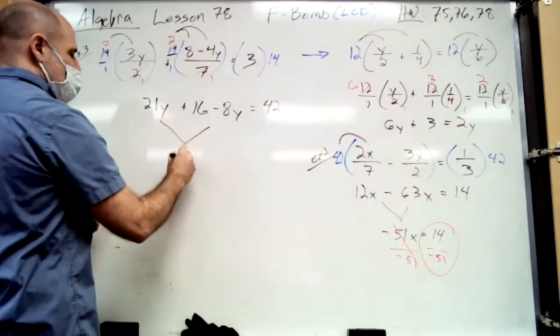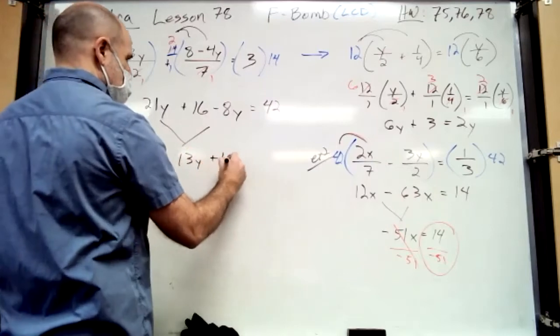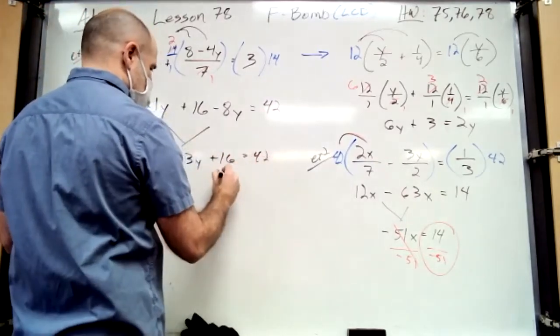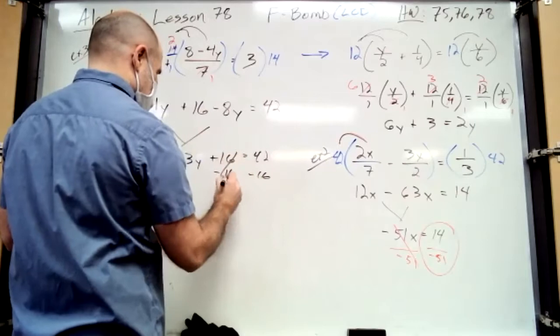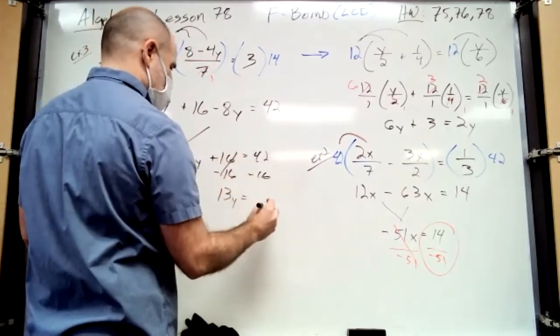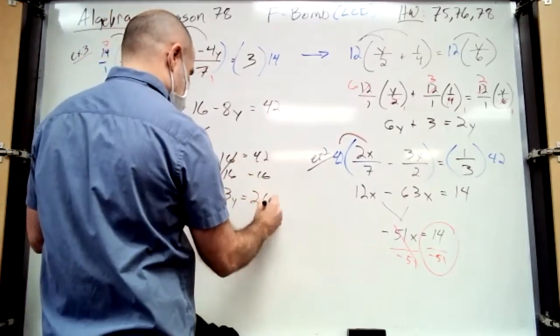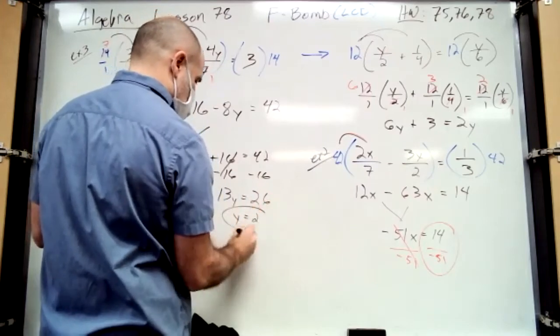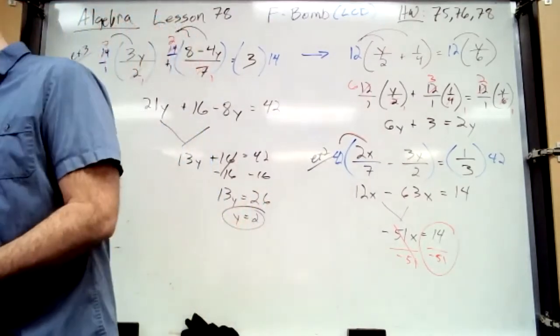Combine like terms. 13y plus 16 equals 42. Subtract 16. 13y equals 26. y equals 2. Nice.